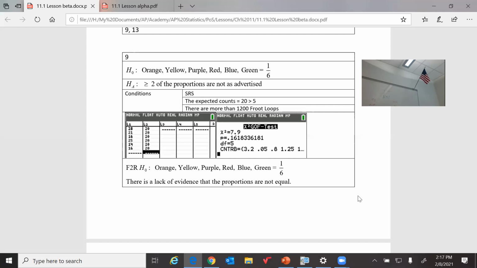But because the p-value is bigger than the alpha level, the F2R, there's a lack of evidence that the proportions are not equal. That we can say that this could be attributed to random variation.